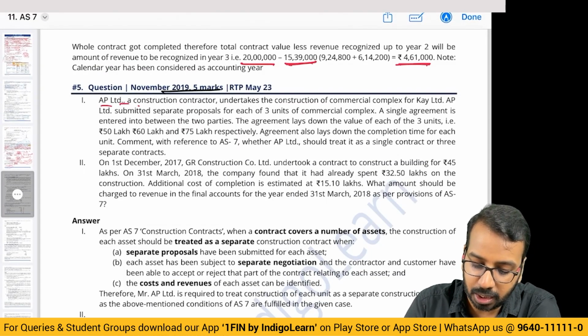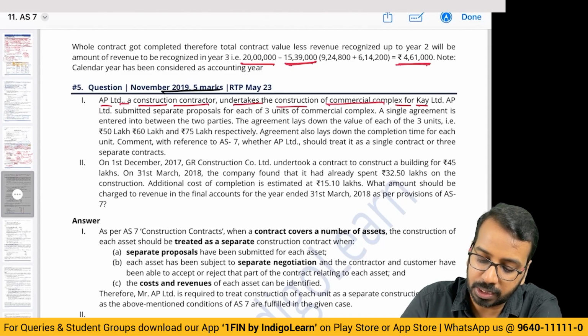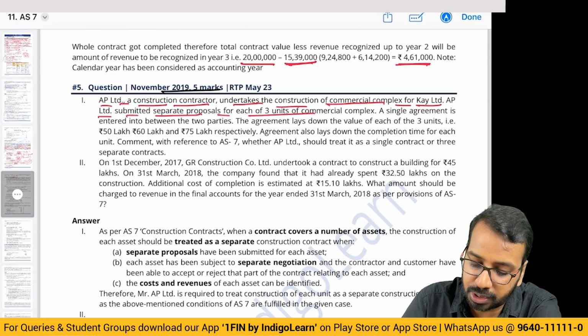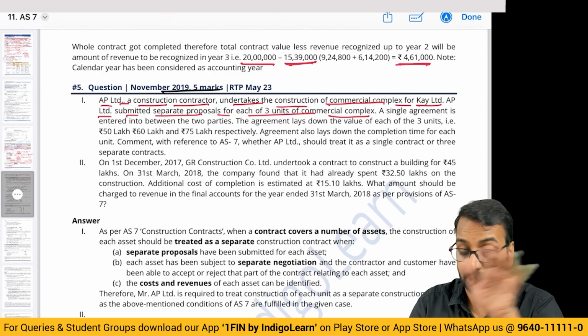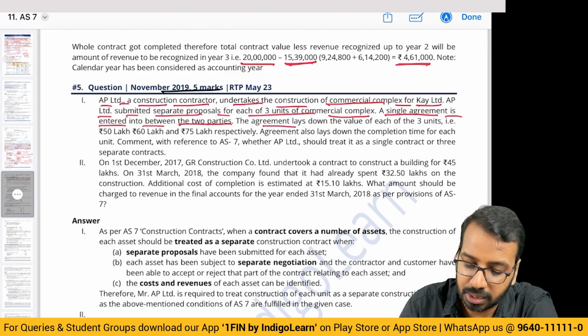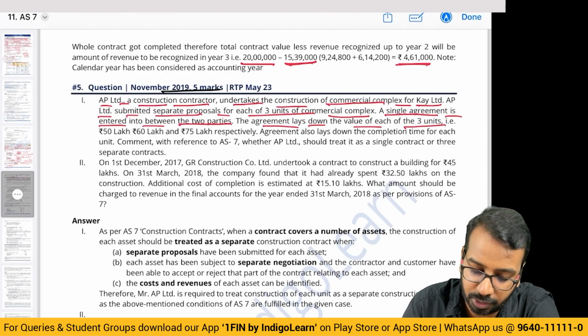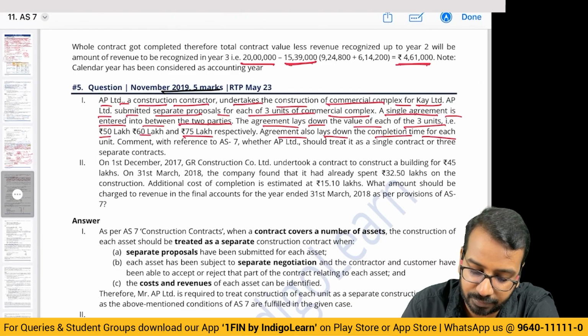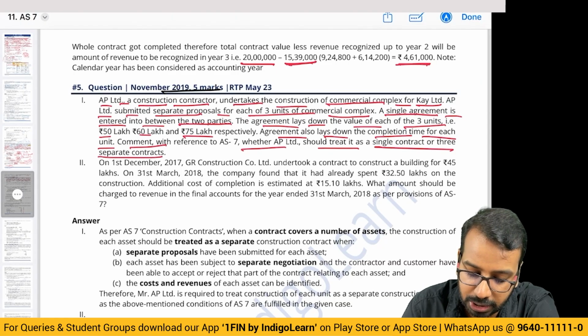AP Limited, a construction contractor, undertakes construction of a commercial complex for K Limited. AP Limited submitted separate proposals for 3 units of the commercial complex. Single complex, 3 proposals. A single agreement is entered into between the two parties. The agreement lays down the value of each of the 3 units, that is 50, 60 and 75. The agreement also lays down the completion time for each unit. Comment whether AP should treat it as a single contract or 3 separate contracts.